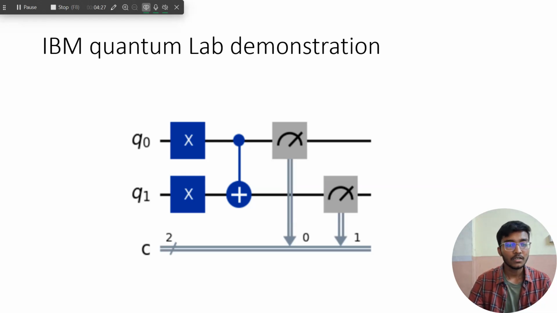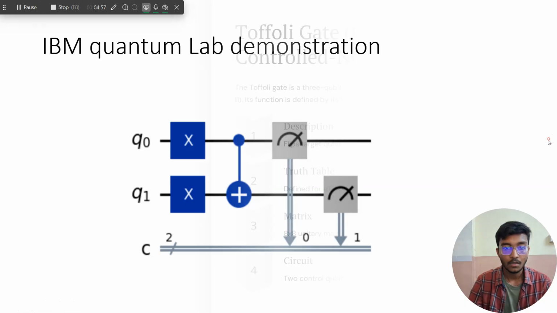So this is the circuit formed using IBM Quantum Lab of the CNOT gate, where we can see the two X gates right there. Then we can see a CNOT gate. The plus symbol in the blue one is the CNOT gate, and then we can see the two gates which are the measuring gates, which measure the quantum gates. So in the last, we can find a graph-like result which demonstrates the final results of the overall circuit.